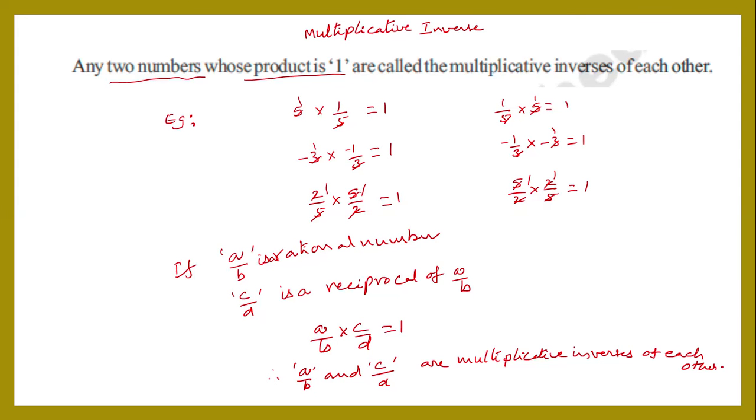Or otherwise, reciprocals of each other. Okay, this type of property is called multiplicative inverse. Okay, we move to the next property, that is the distributive property. Also it is known as the distributivity of multiplication over addition.